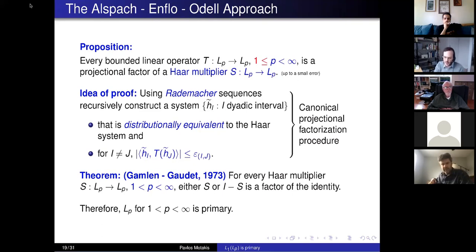And if you were very observant, you might notice that something here lit up: this proposition works for p equals 1. This part of the proof even works for p equals 1. This is because Rademacher is weakly null, even in capital 1. But this here, by no means does it work. The Gamlen-Gaudet theorem, at least in the way it is written here, does it work for Haar multipliers in capital 1? They critically needed unconditionality, critically needed it.